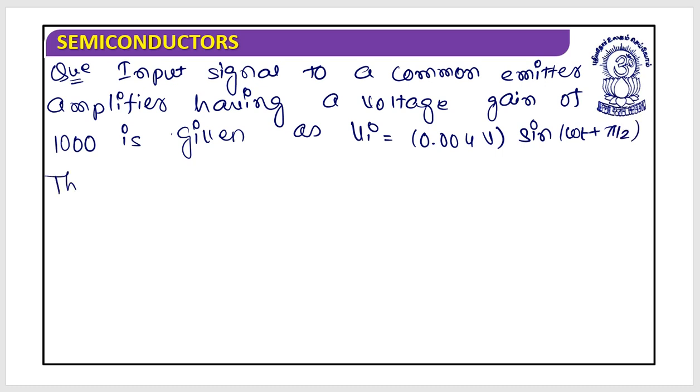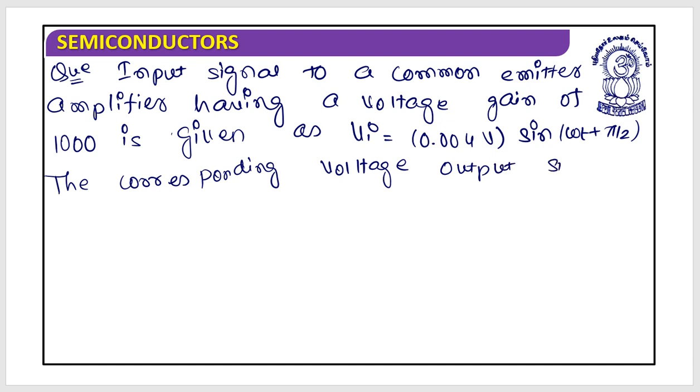Find the corresponding voltage output signal. Yes, this is required. So what they have provided is V input, which is 0.004 sine omega t plus pi by 2.